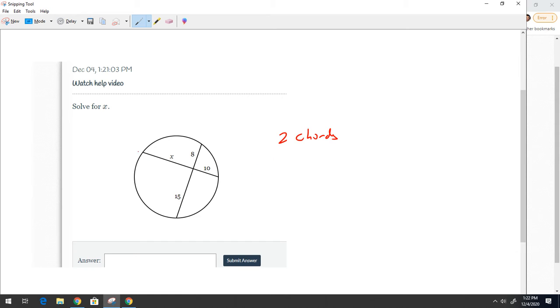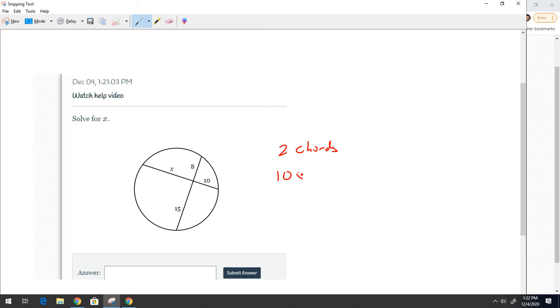So x is on the same chord as 10, so we'll do 10 times x equals. And then the 8 and 15 are on the other chord, 8 times 15. Let's go ahead and multiply 8 times 15. So 8 times 15, I believe, is 120.